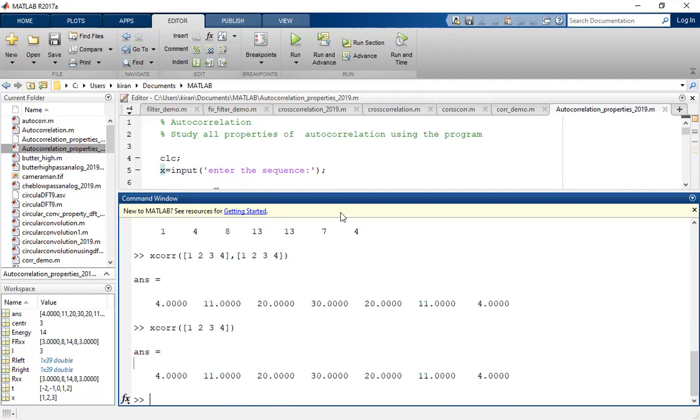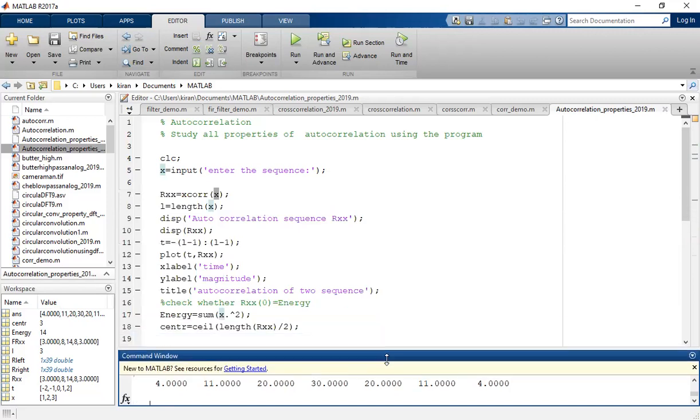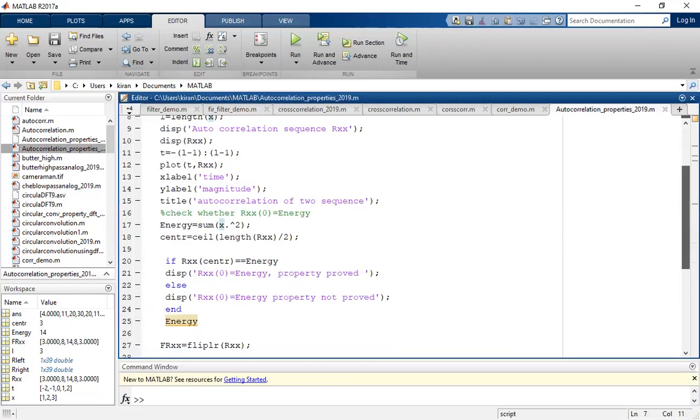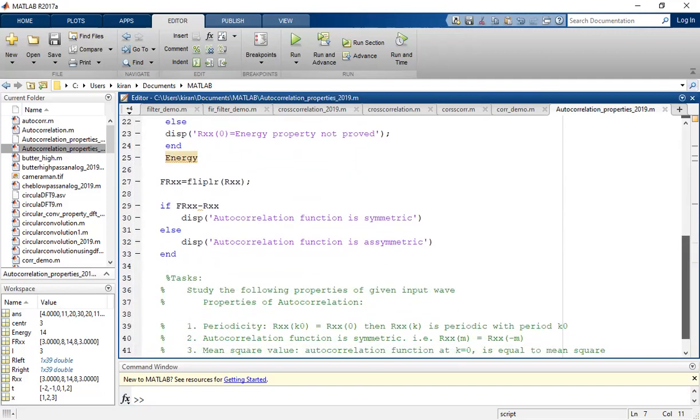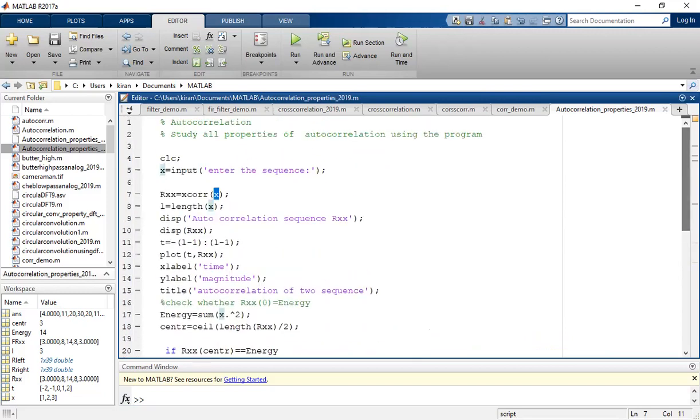Very strange, right? Why would somebody correlate a thing with itself? So let us see it with an example once again. Let me run the program. We want to understand some properties of autocorrelation.